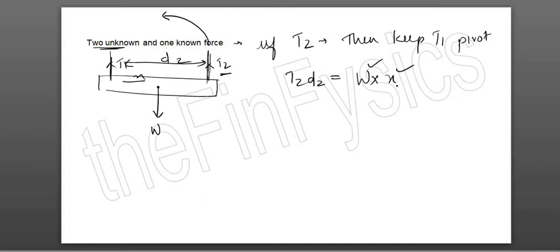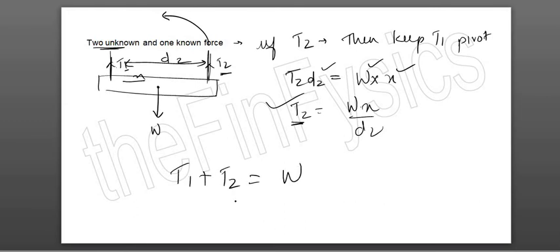Okay, weight will be given, this is half of the distance, T2 is unknown, D2 is known, so you can find T2. So Wx upon D2. After you have got T2, they will tell you to find T1. Then use the same logic that the total upward force is equal to downward force. Then your T1 will be W minus T2.